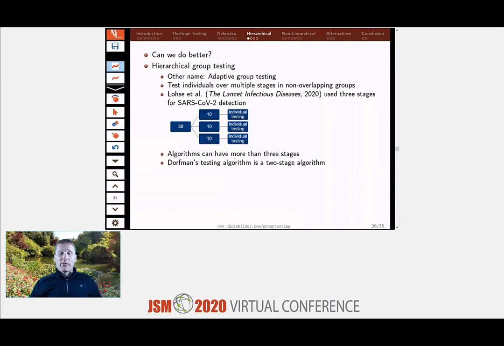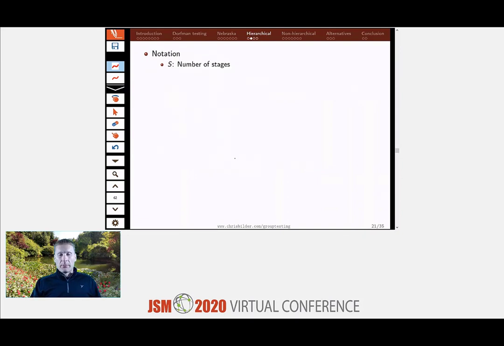Now, group testing algorithms can have more than three stages. At most, I've seen in actual application, four stages. And the reason being is because each of these stages takes time. If you remember with SARS-CoV-2, the CDC's assay took 4 hours for a test. And so if you're going more than four stages, that could take more than 2 workdays to actually determine who's positive and who's negative within an initial group. Now, Dorfman's testing algorithm is a two-stage algorithm, so it's a special case of this hierarchical process.